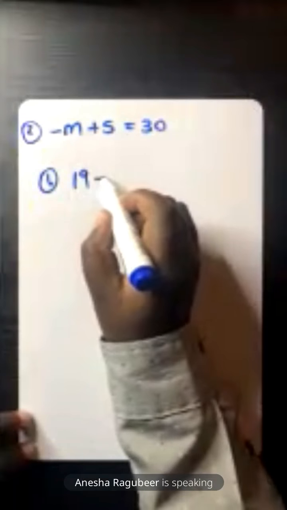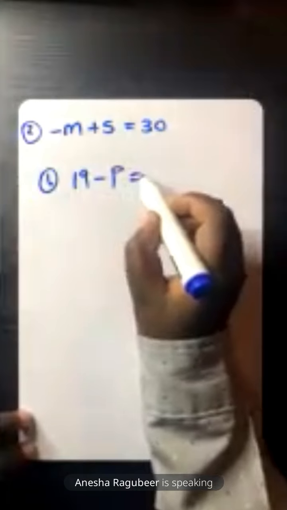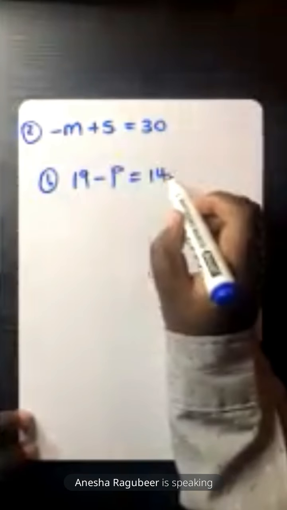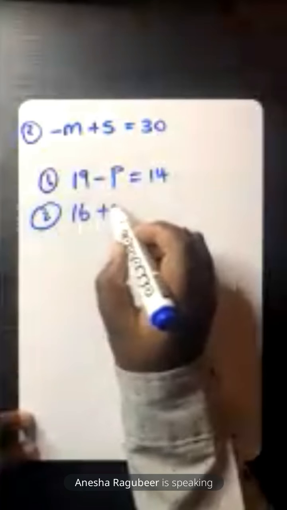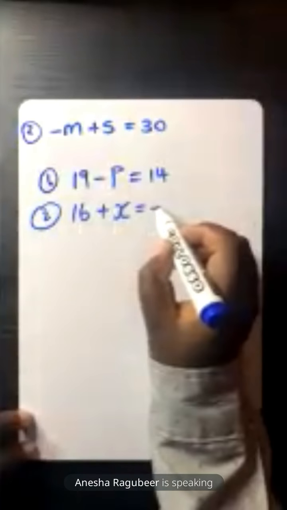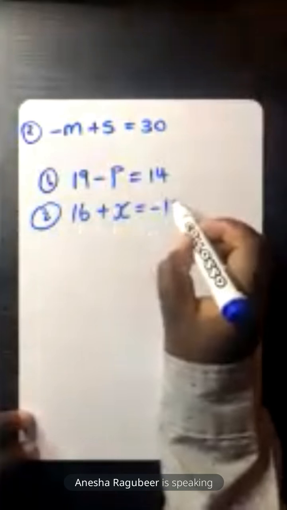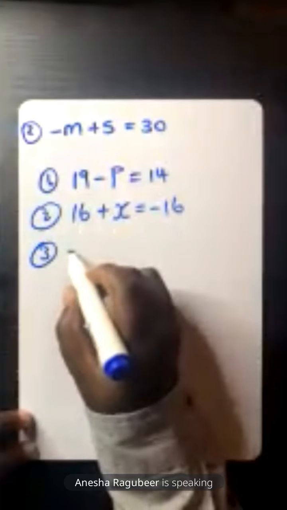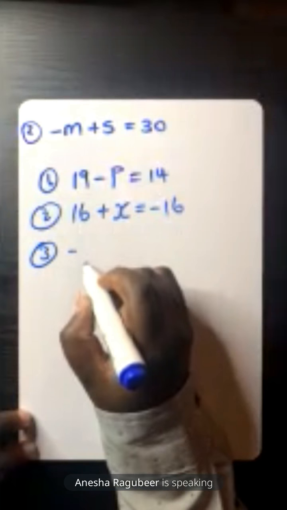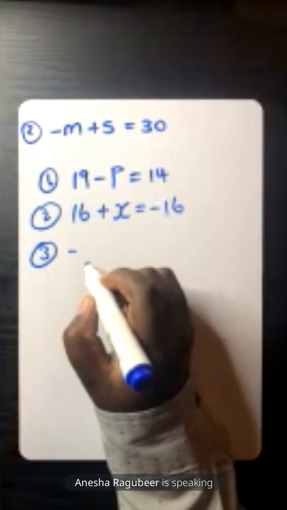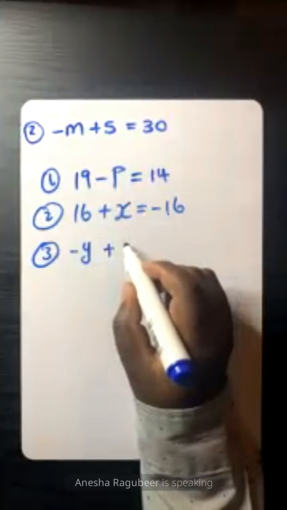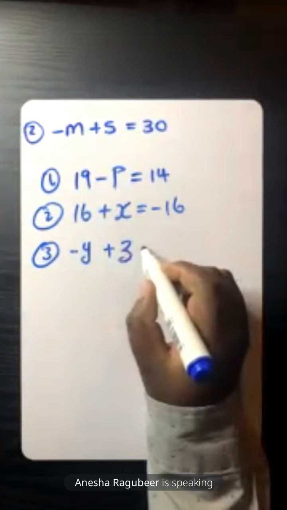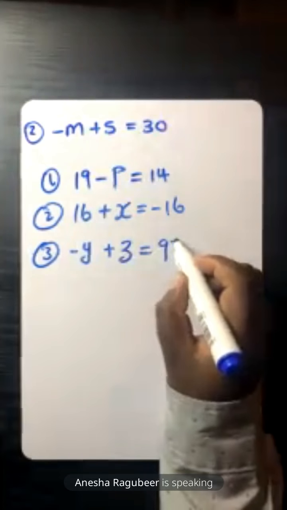Now I'm going to give you those problems that you need to work on, Shreyas. As part of your homework, number 1, let's say we've got 90 minus p equals 40. Number 2, we've got 16 plus x equals negative 16. Then number 3, let's say we've got negative y plus 3 equals 97.